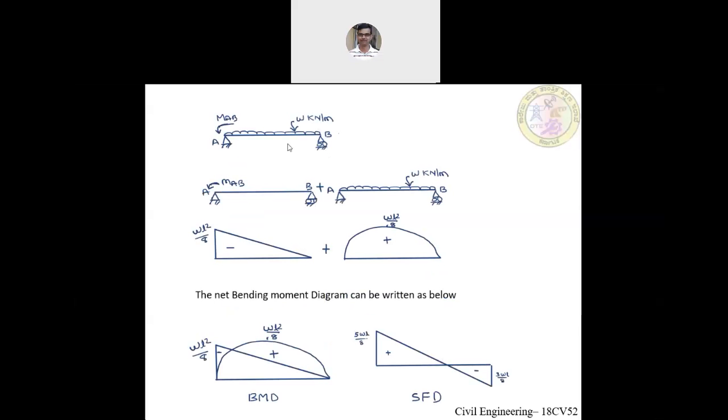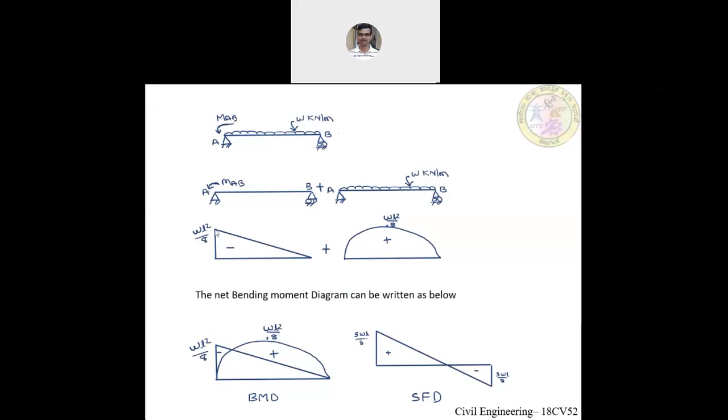Now, in order to draw the bending moment diagram, again I will use the principle of superposition. I will analyze the same beam for the negative moment acting at A separately, and I will draw the bending moment diagram for the uniformly distributed load on the same beam separately, and I will superimpose them so that I can get the net bending moment diagram.